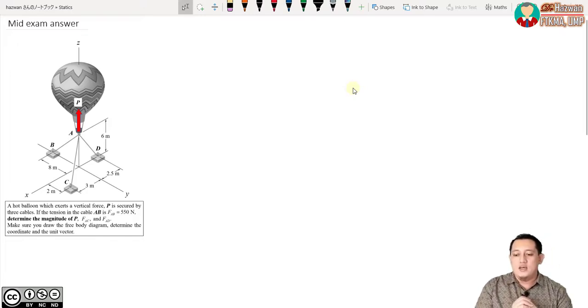Actually, for your midterm exam, I created 8 different sets of questions, and each of you is allocated to answer a specific set of questions. So for the explanation of the answers here, for the first question, I will use the question from set 1. And for question number 2, I will use the question from set number 8.